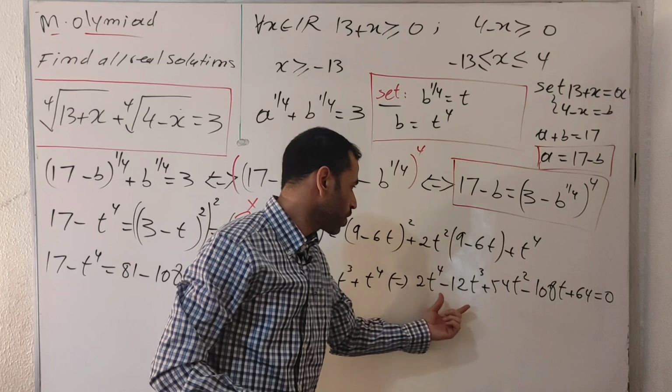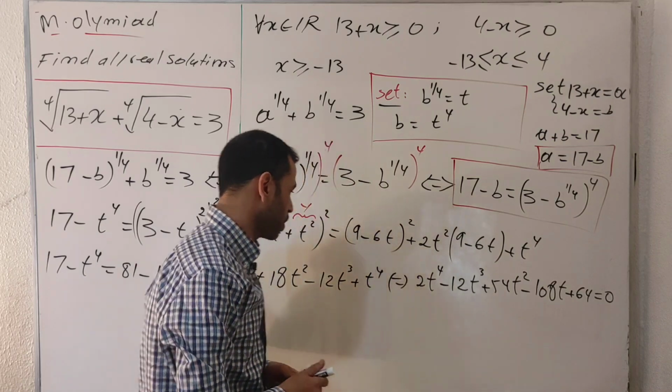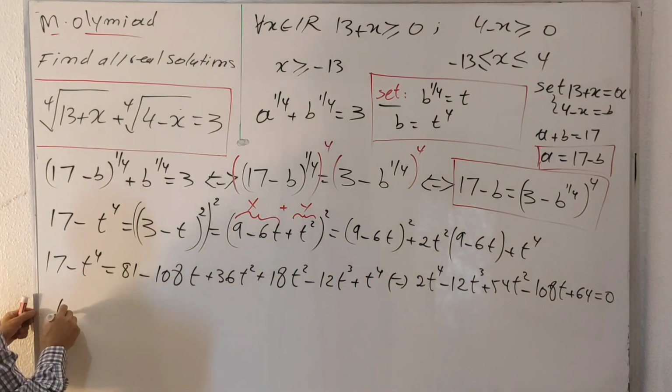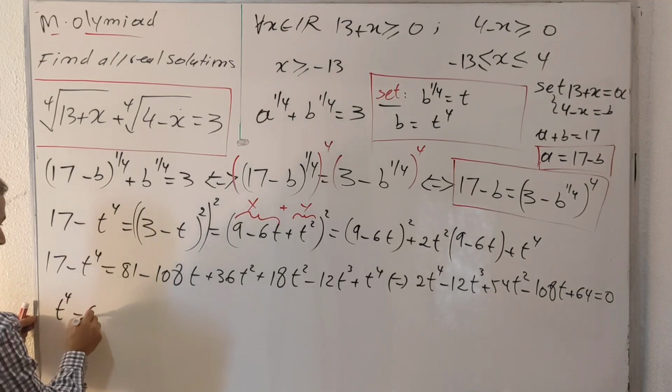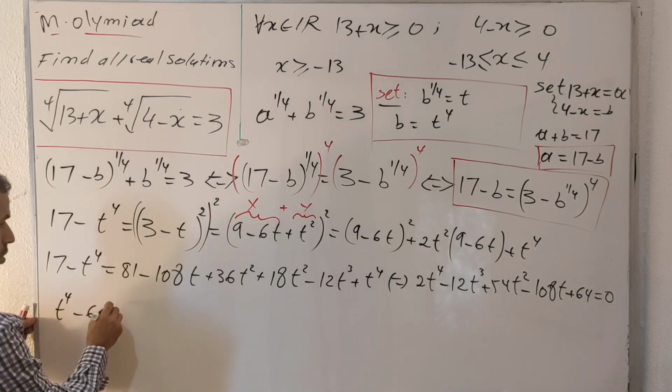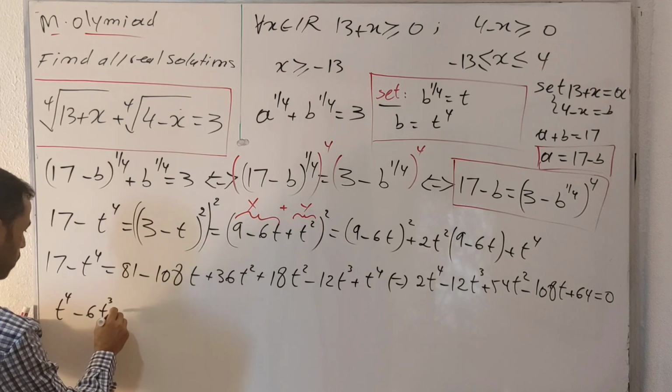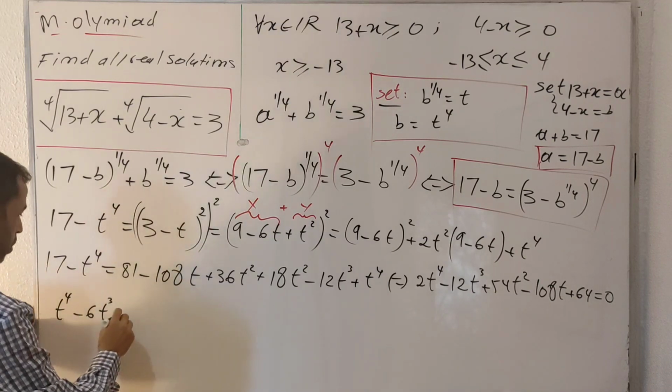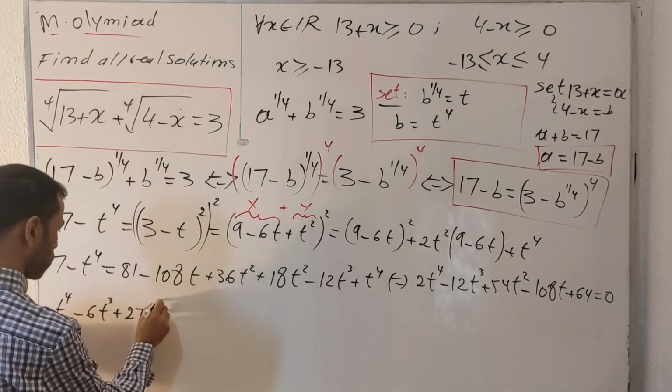Now I'm going to divide both sides by 2. I will get the following expression: t to the fourth minus 6t cubed plus 54 divided by 2, which is 27t squared.